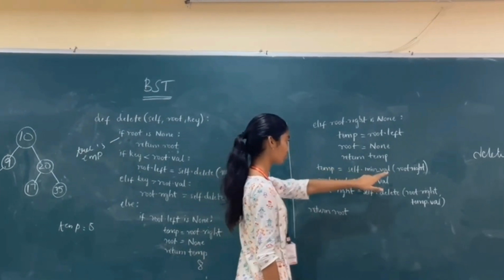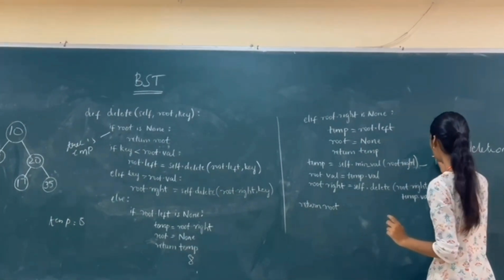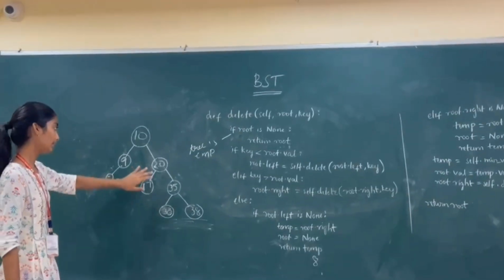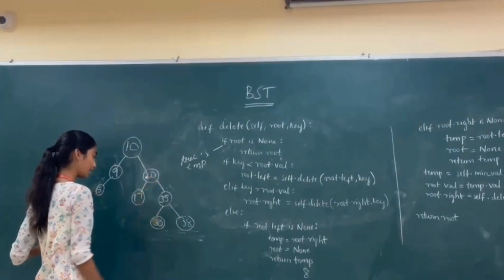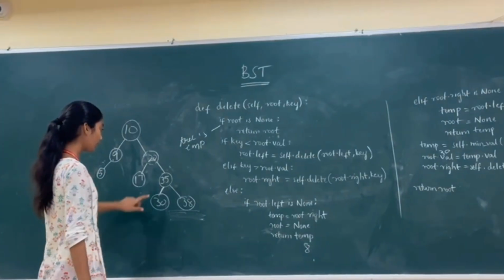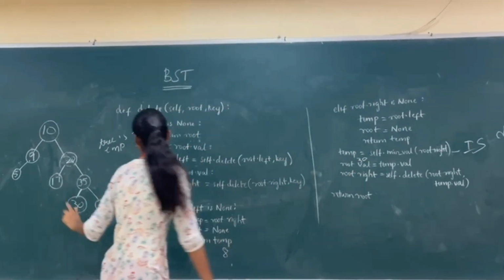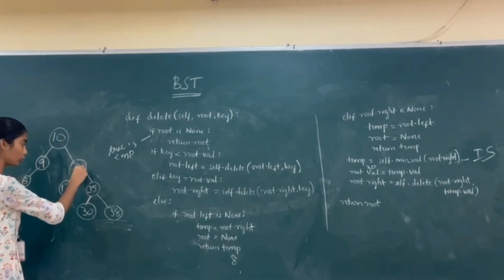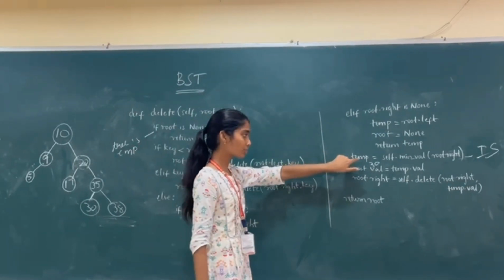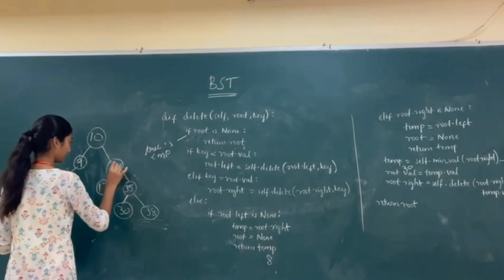Here you have to store a temporary value, which is the in-order successor, the minimum value in the right subtree. I want to delete the element 20, so I can replace it with the minimum element in the right subtree, which is 30. Now we replace it with 30, which we have stored in temp, and we take this temp node value to the root value, so here we are storing 30.